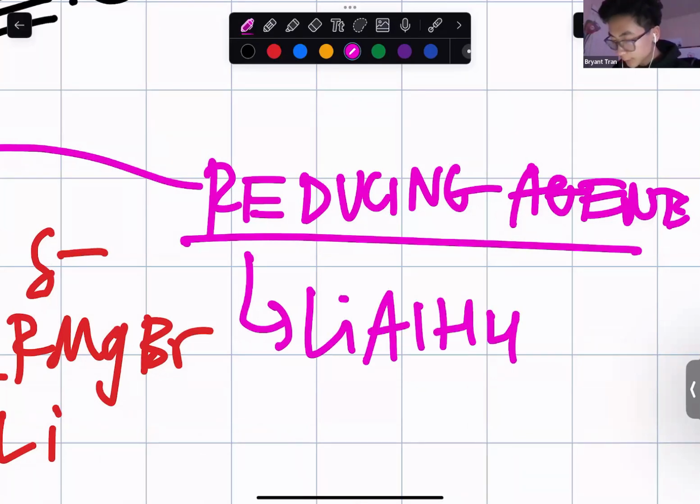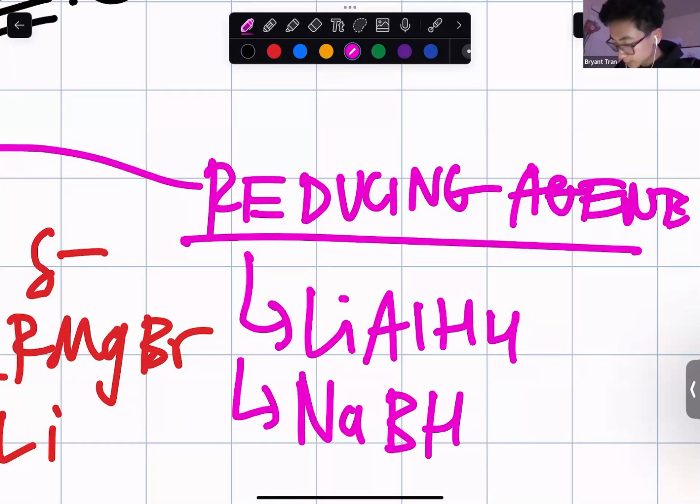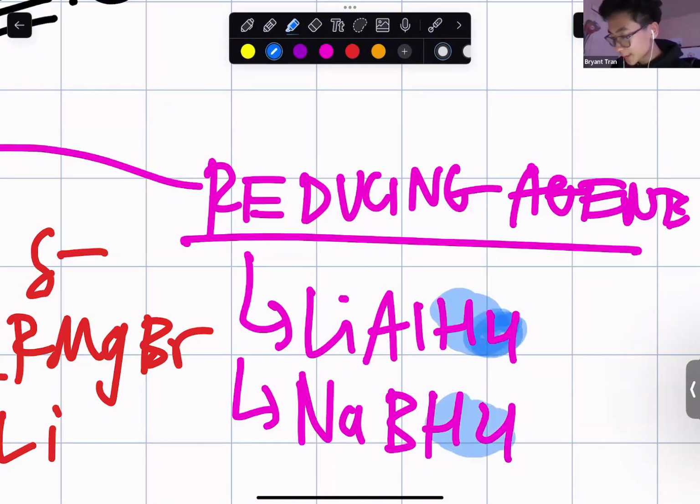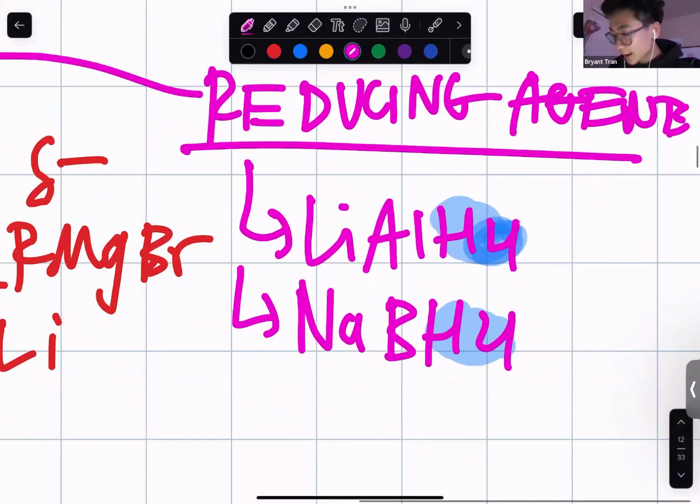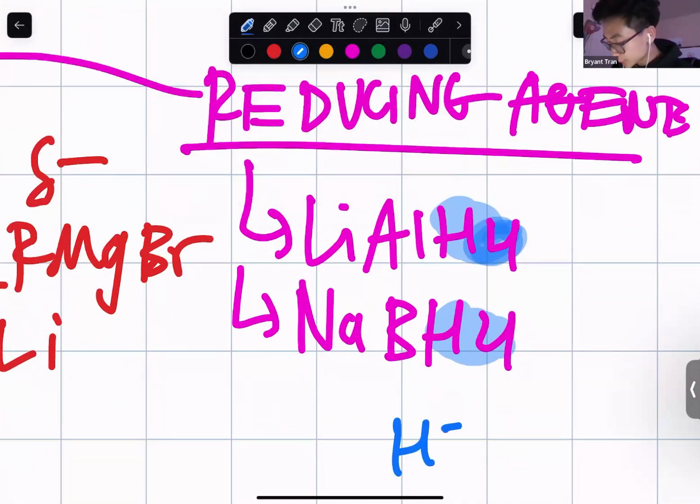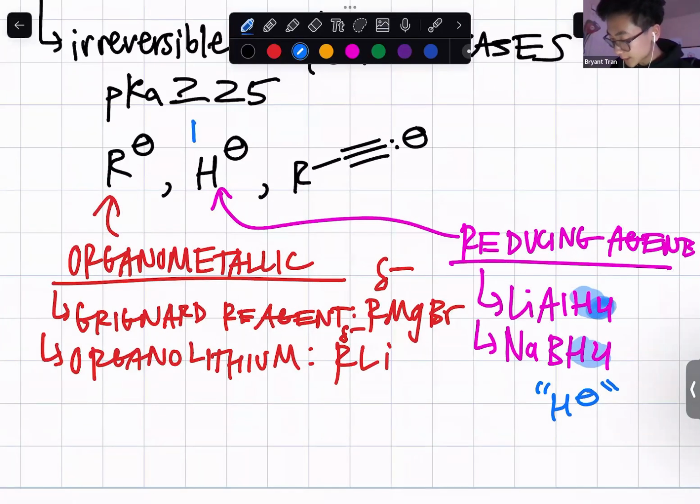LiAlH4, lithium aluminum hydride, and NaBH4, sodium borohydride. When you see these reagents here, a big sign of a reducing agent is there's a lot of hydrogens in this reducing agent. There's H4. Think of a hydride ion, a hydrogen with a negative charge that's very nucleophilic, very strong. That's a hydride ion, right? That is a reducing agent.